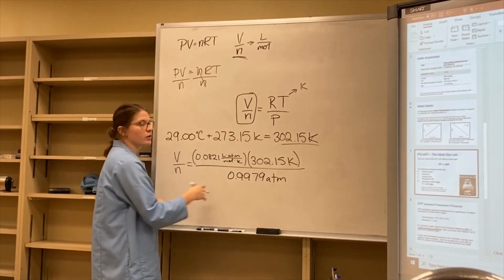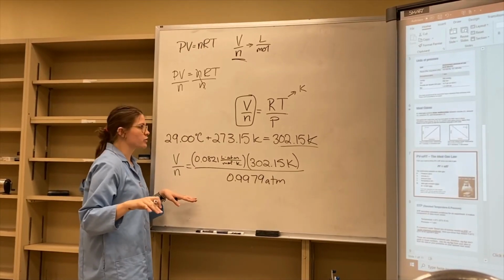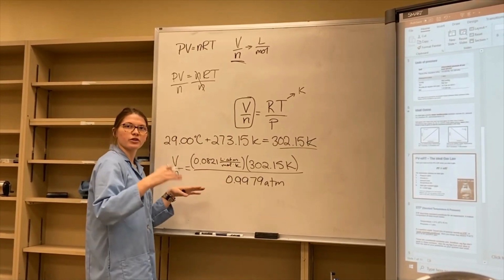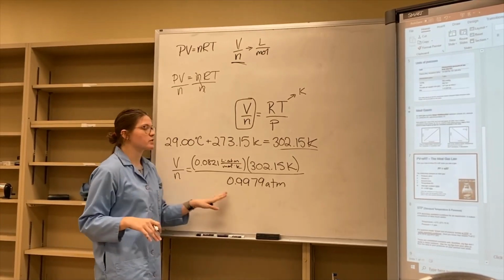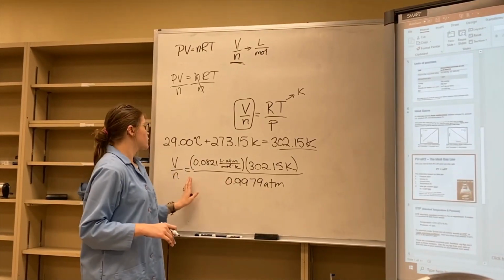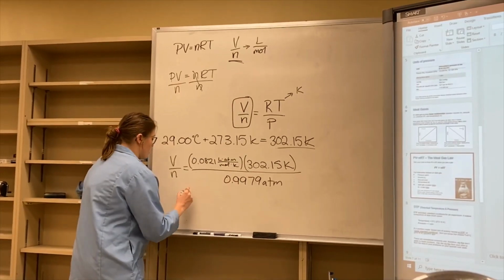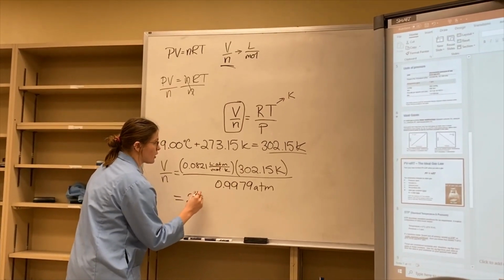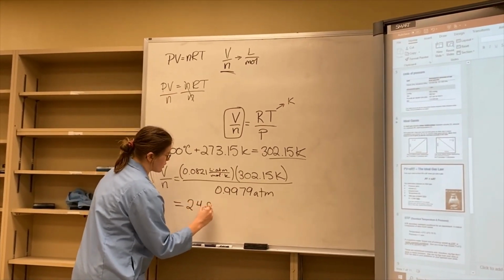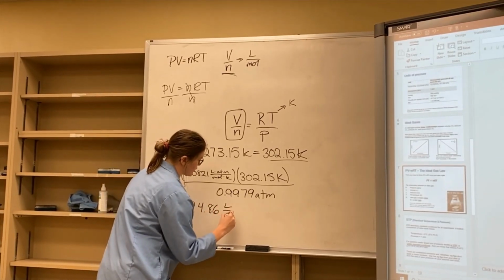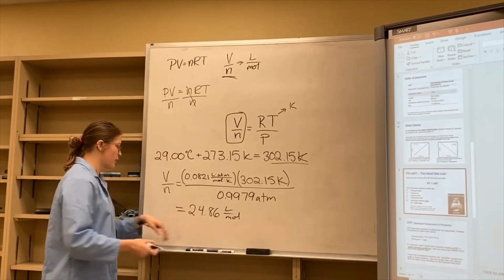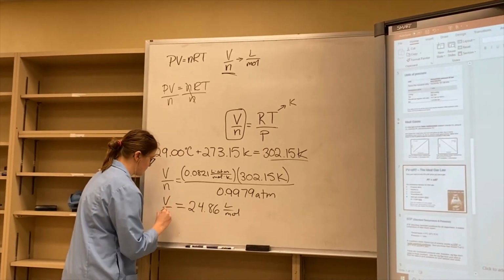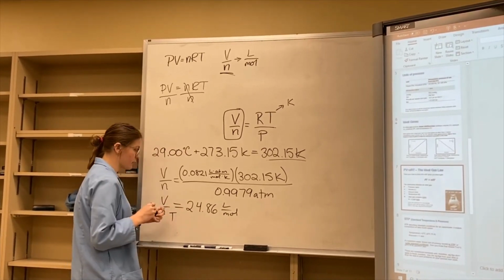Most pressures are going to be 1 atmosphere because that's standard pressure, but we actually looked up the pressure of the air barometrically today in the lab when we did this experiment, so it's a little bit more accurate. So if we go through and do the math, we are going to get 24.86 liters per mole. So that's going to be our theoretical value there. Put a T for theoretical.